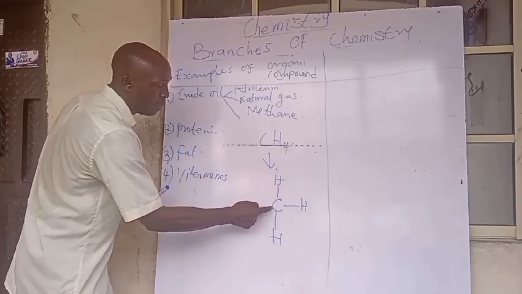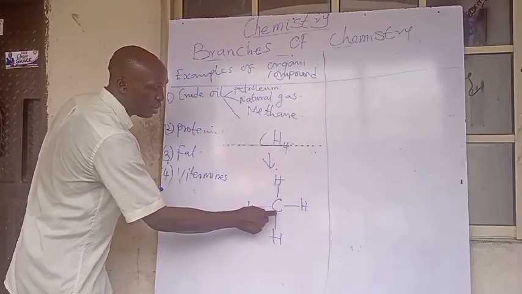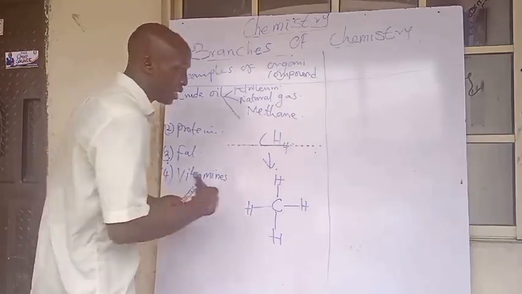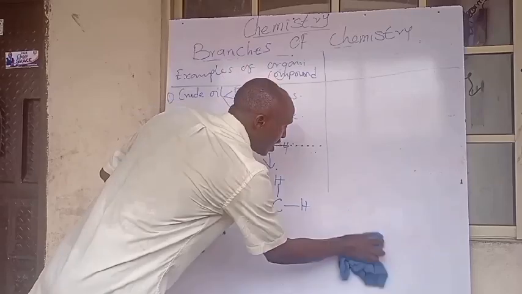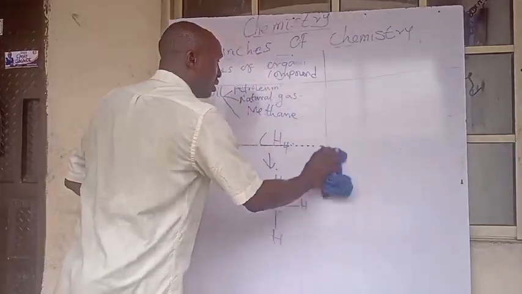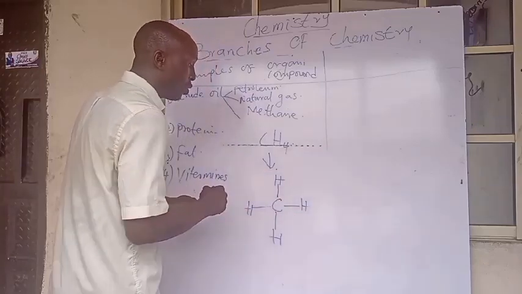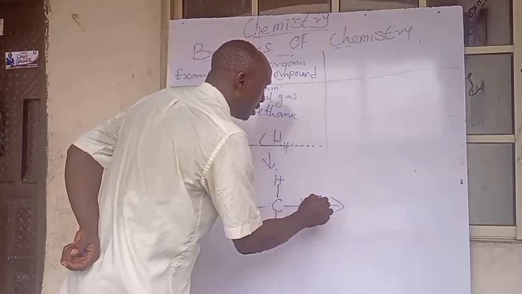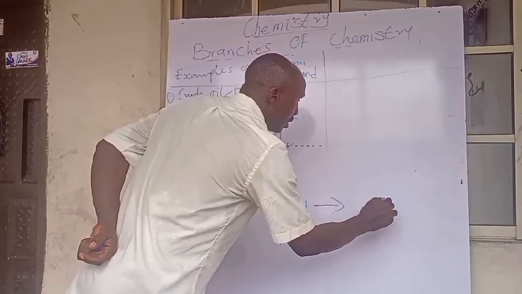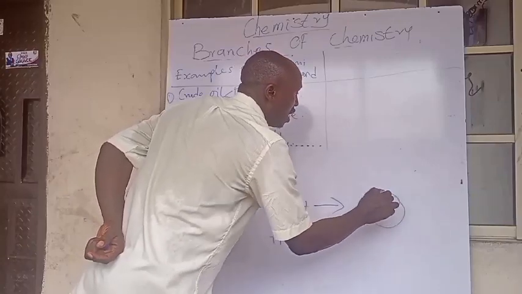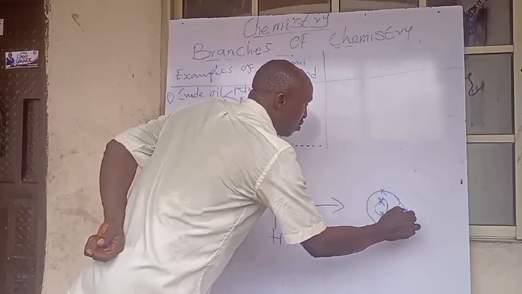Look at it here, carbon-hydrogen bond. Some persons will still find it difficult to understand how these bonds are produced. If you look at the outermost shell of carbon, there you have 2 electrons in the innermost shell, then 4 electrons in its outermost shell.